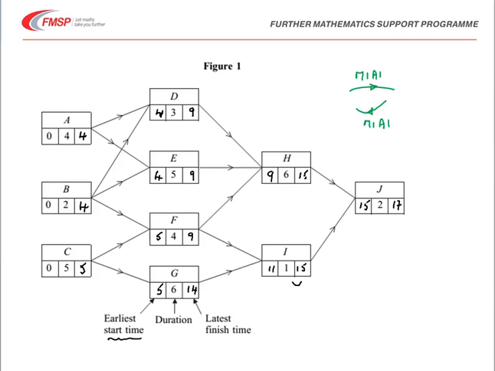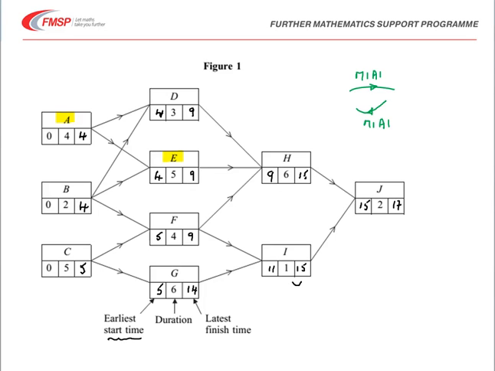The critical activities are those where the latest finish time minus the duration is equal to the earliest starting time. So if we're looking at those, A is a critical activity where we've got 4 minus 4 is equal to 0. But if we look at D, for example, 9 minus 3 is 6, and that's not equal to the earliest start time. So that's non-critical.